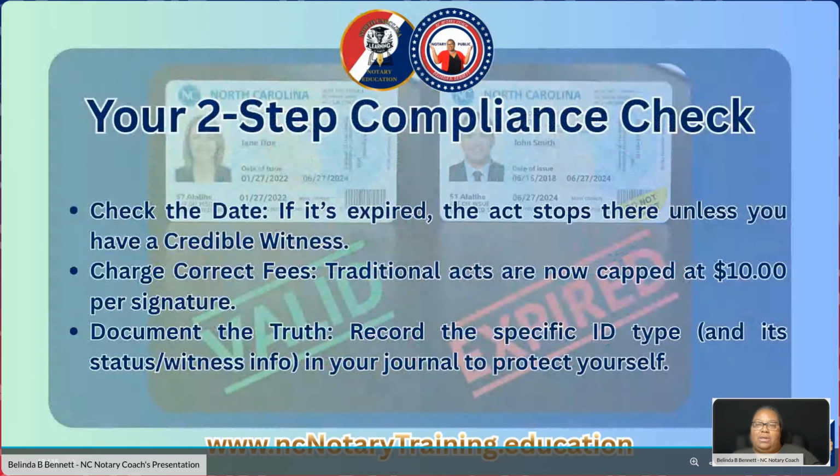So when it comes to the two-step compliance check, if it is expired, the act stops there unless you have a credible witness. Remember that. Charge correct fees. The traditional acts are now capped at $10 per signature. That has been since July 2022. And then document the truth: record the specific ID type and its status, and witness information in your journal to protect yourself.